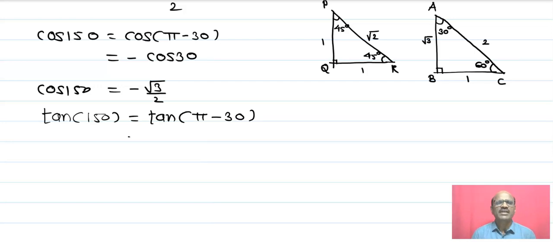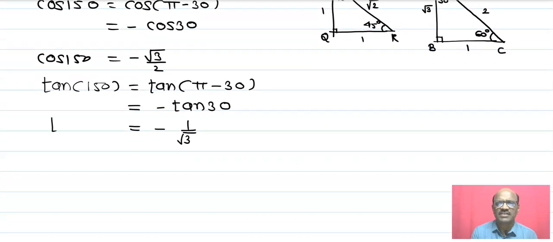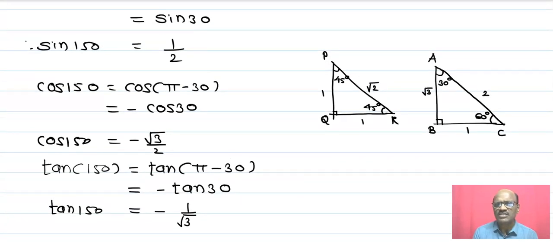Tan of 150 can again be written as tan of pi minus 30. Whenever there is a pi angle, the function remains as it is. That is minus tan of 30. And what is the value of tan 30? That is 1 by root 3. Therefore, it has a minus sign as it is in the second quadrant. In the first quadrant, all are positive. In the second quadrant, only sine is positive. Now this angle 150 goes in the second quadrant.